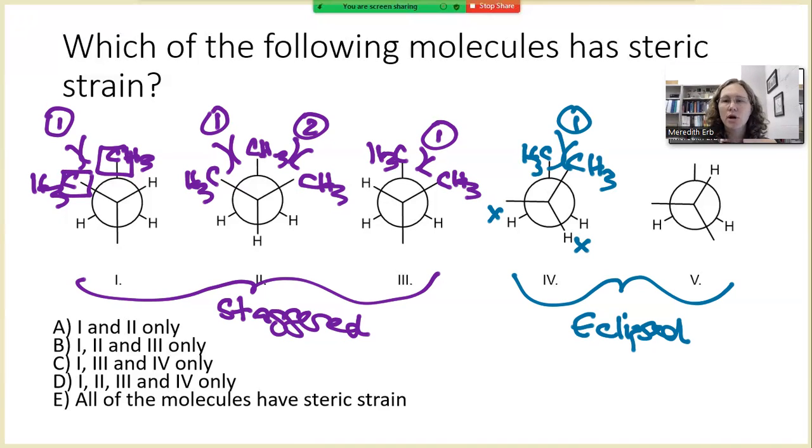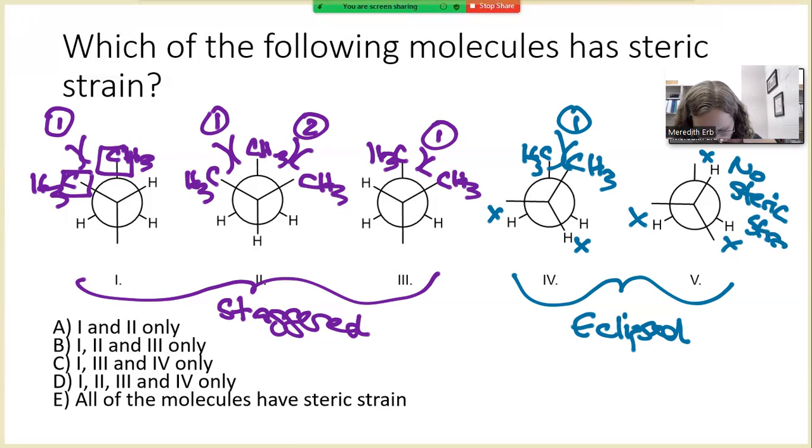Okay, lastly, let's look at molecule 5. Molecule 5 has a methyl and a hydrogen, a methyl and a hydrogen, a methyl and a hydrogen. So no steric strain on 5. Okay, so basically what we found was that there's steric strain present in molecules 1 through 4. So let's take a look at our answer choices. Only answer D has steric strain in those 4 molecules.